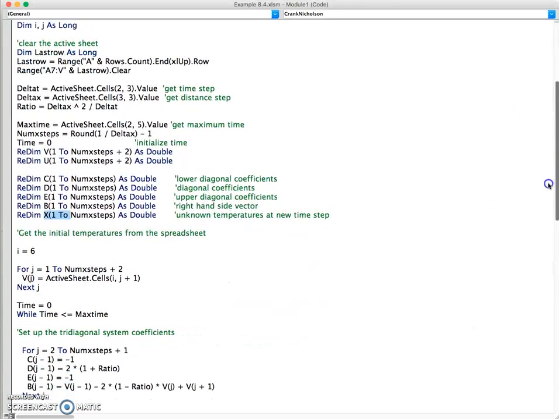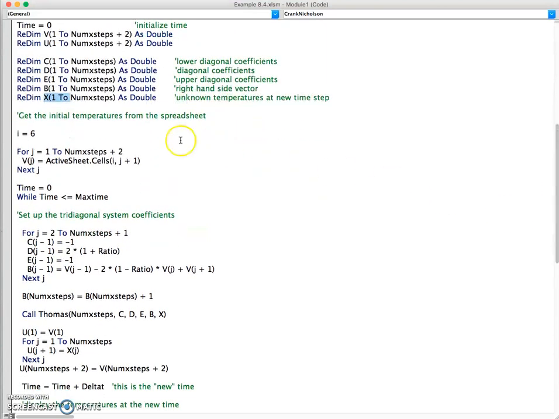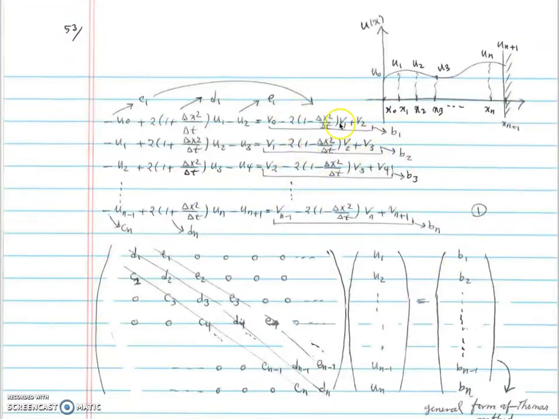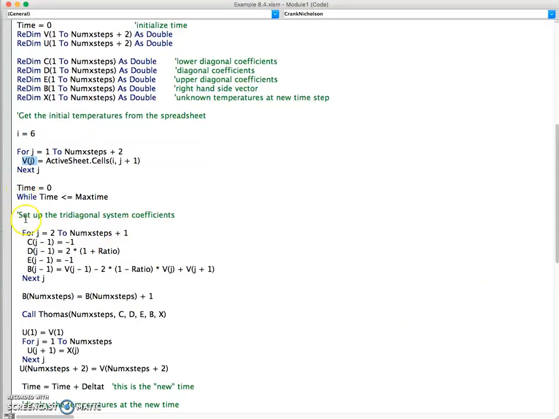Next, when we go over the script in Crank-Nicholson method, we're going to read the initial values as I have on this comment line. So these are the input from the spreadsheet. We're going to assign the initial values to v's. Again, v's are on the right side, these are known, and we're going to calculate the u's. So before calculating the u's, we have to calculate the coefficients of Thomas matrix equation. The coefficients were C, D, E, and B.